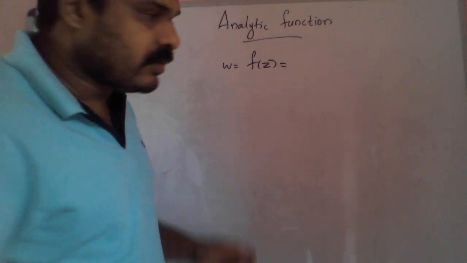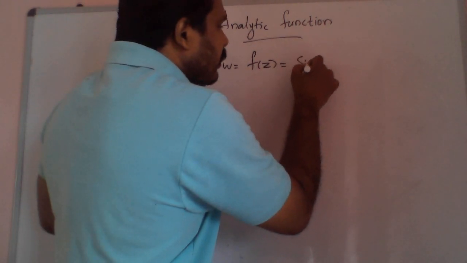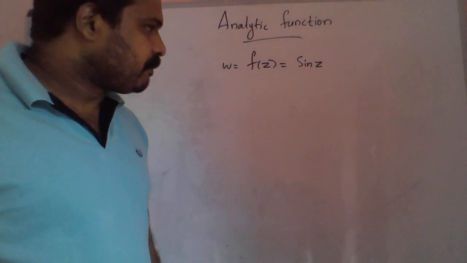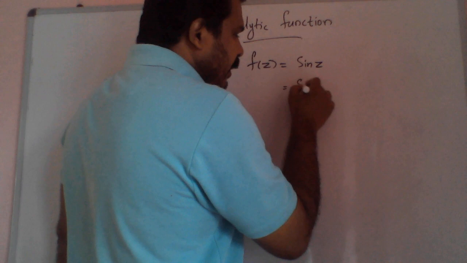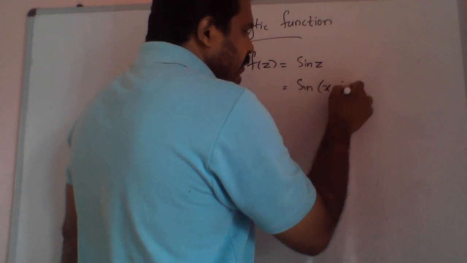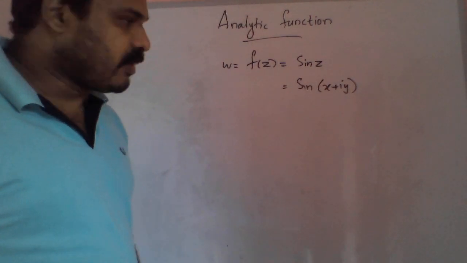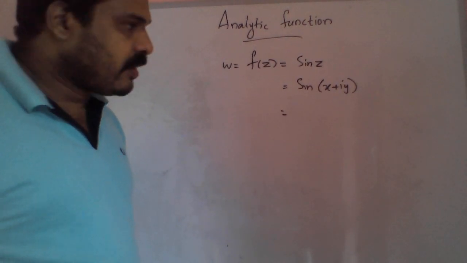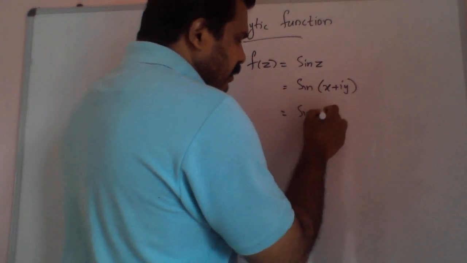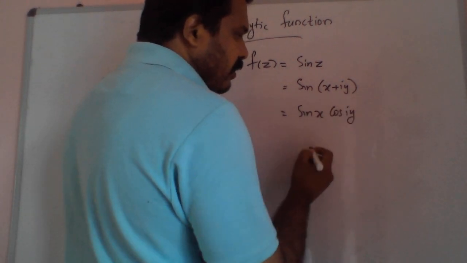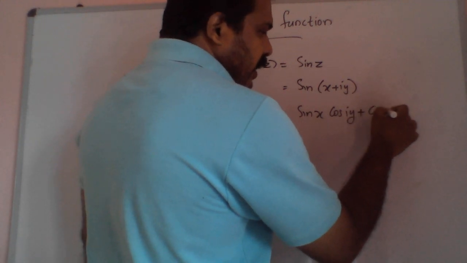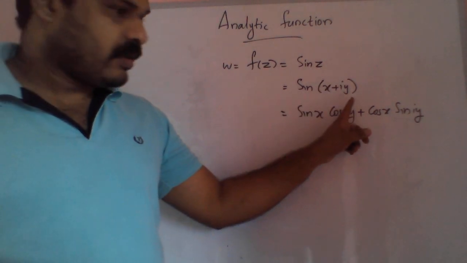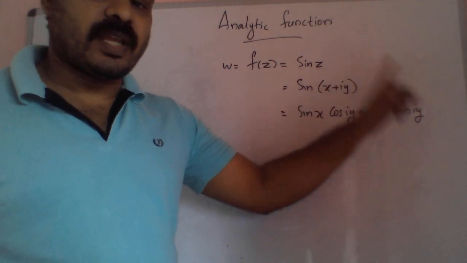Now we have another example. f(z) equals, we take one trigonometric function, sin z. We have sin z is sin(x plus iy). Sin(a plus b) is sin a cos b plus cos a sin b. So sin x cos iy plus cos x sin iy.